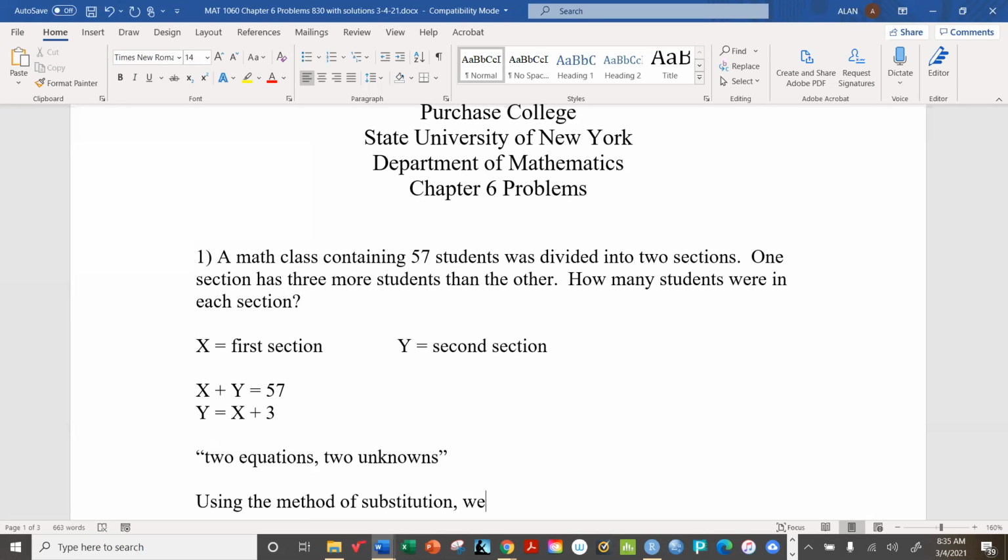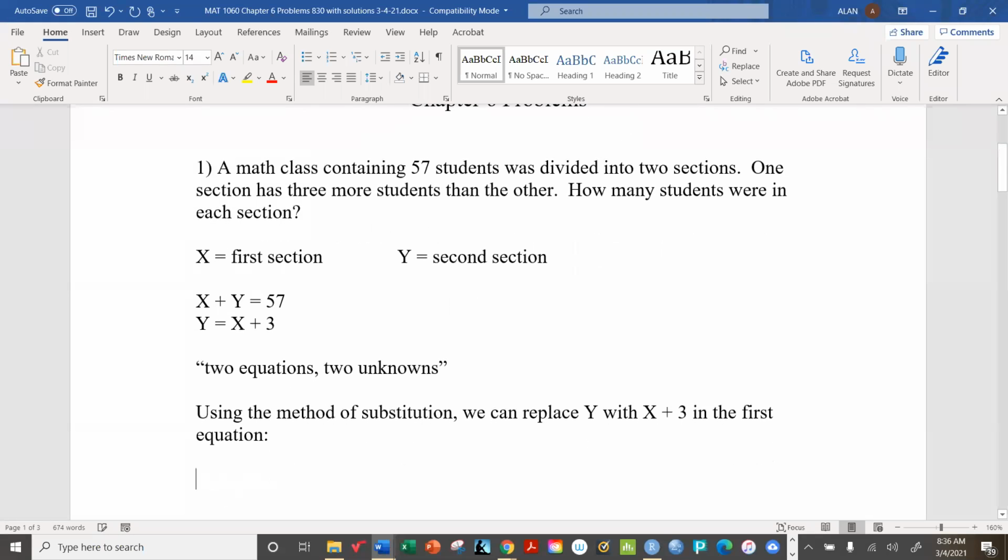So using the method of substitution, we can replace y with x plus 3 in the first equation. In other words, in the first equation, we have x plus y equals 57, rather. And since in the second equation we're told that y equals x plus 3, we can just take the y and replace it with x plus 3.